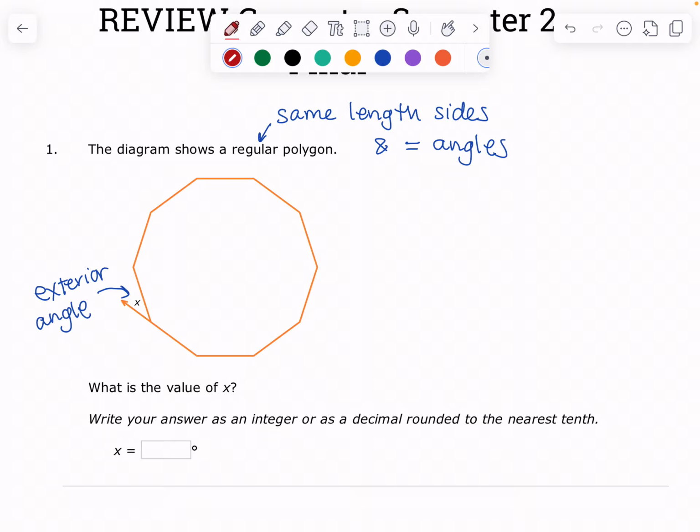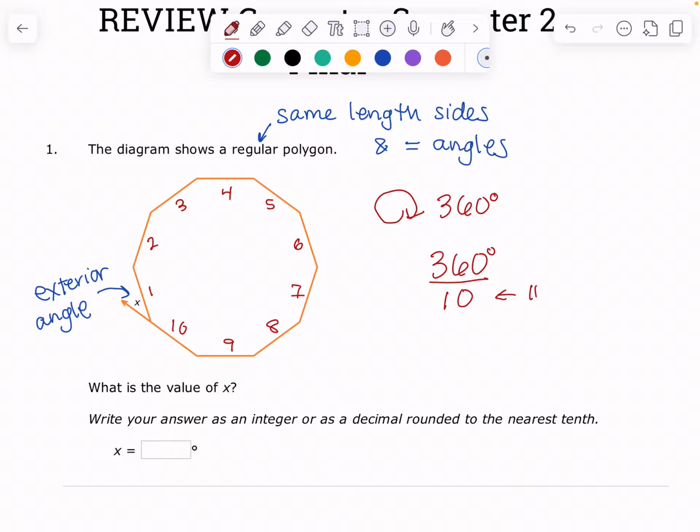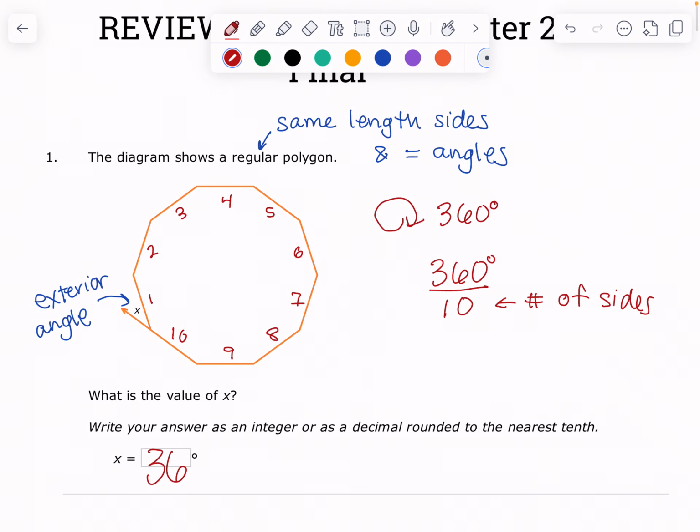So let's start now by counting the number of sides. We have 1, 2, 3, 4, 5, 6, 7, 8, 9, and 10 sides. If you went all the way around the circle, it would be 360 degrees. So we'll do 360 divided by 10, because there were 10 sides. The number of sides. So we would get 36 degrees. Good? If you need more time to write this, you can pause this, or we can move on and you can go back and get it later, right?